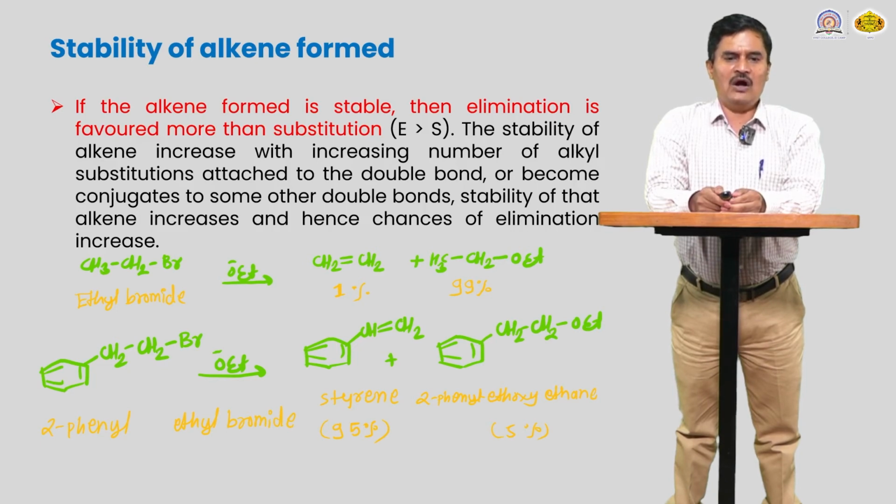The stability of the alkene increases with an increased number of alkyl substituents attached to the carbon-carbon double bond. Means if the carbon-carbon double bond is attached to more electron donating groups, then that double bond is more stable. Such a substrate prefers the elimination reaction as compared to the substitution. Means the elimination product is more as compared to the substitution product.